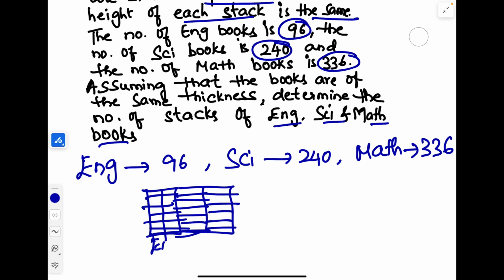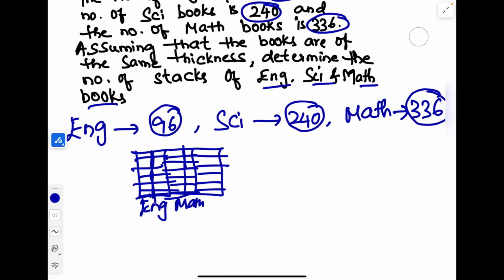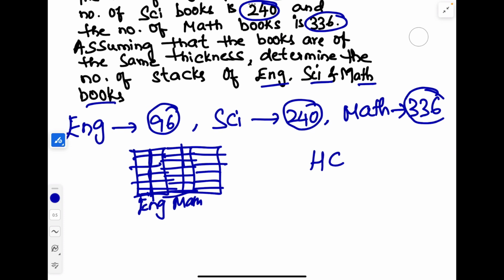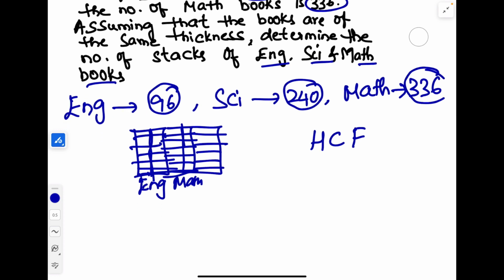Now this is English, so only English books will come. Math books, so only math books will come. That is how we have to stack them, okay. First we have to see what is the largest number which divides 96, 240 and 336 exactly. So for that we have to find the HCF. Once we know the common factor, we can divide, right?